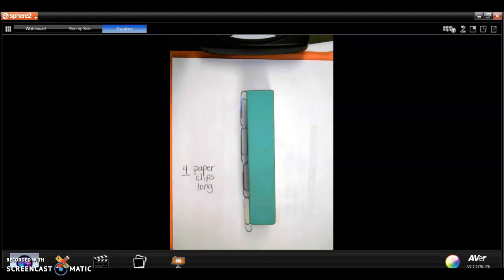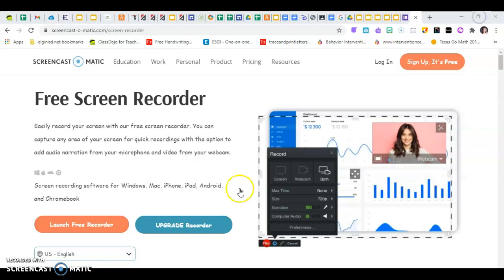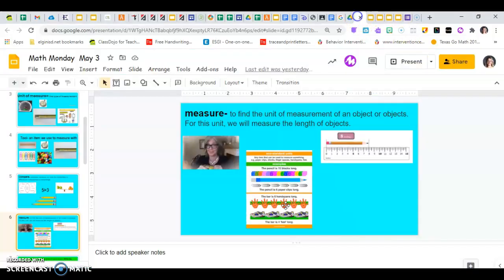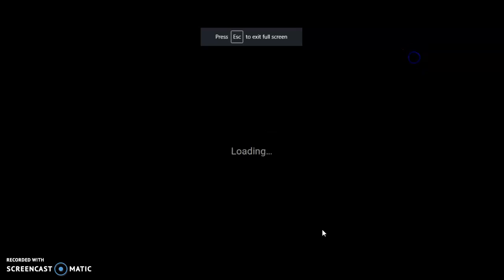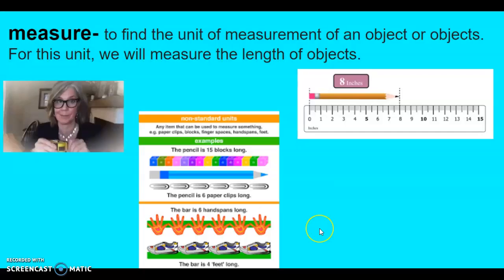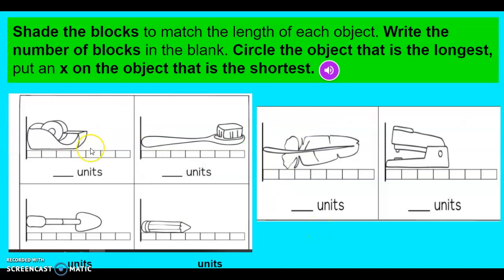Well, today on your assignment, you are just going to measure with blocks that are underneath of each object. Count the number of blocks, color the number of blocks, and then you're going to make sure you go back and circle the object that is longest.